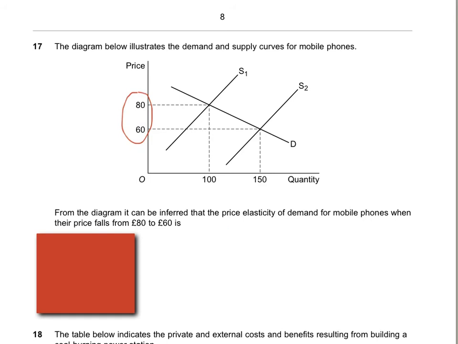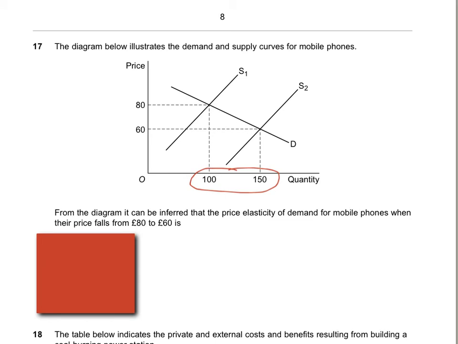So take that percentage change in price first of all. So the starting point is 80 and there's a reduction of 20, so the percentage change would be minus 20 over 80 times 100, which gives us a fall of 25%.